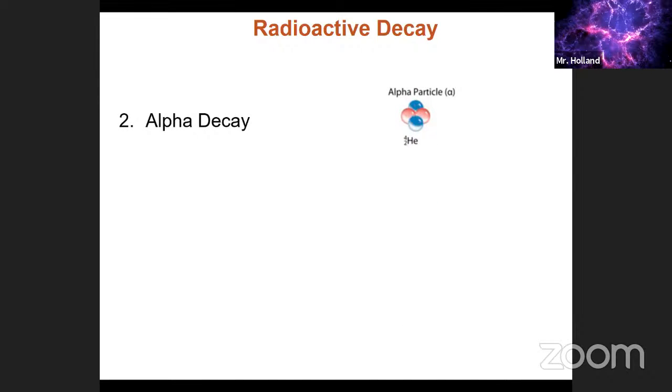Alpha decay is a more important piece. An alpha particle, again, has 4 mass units: 2 protons, 2 neutrons. Each of them has a mass of 1. So if you count them, 4, that's their mass. 2 of them are protons.